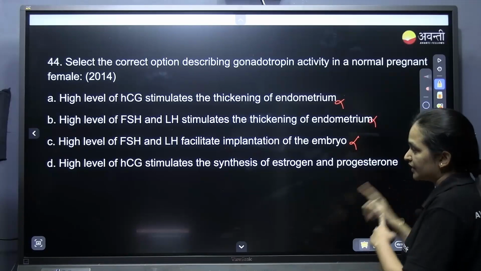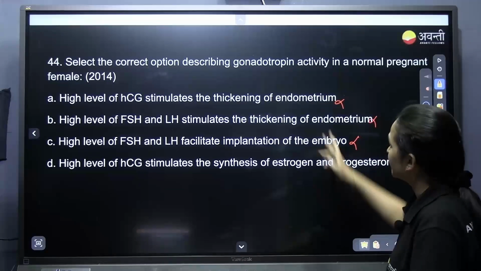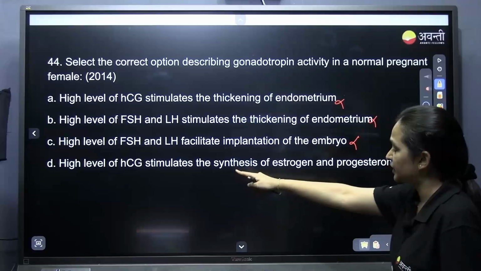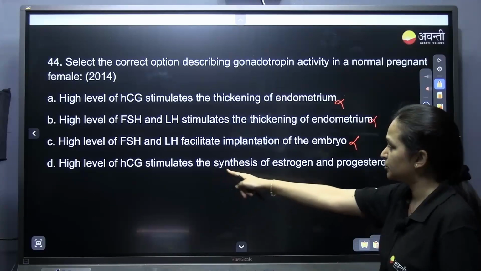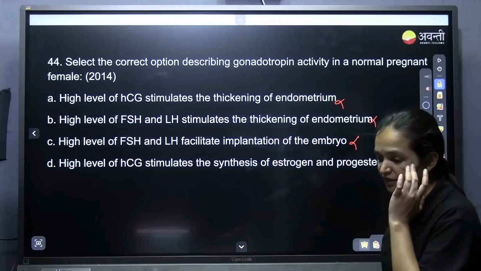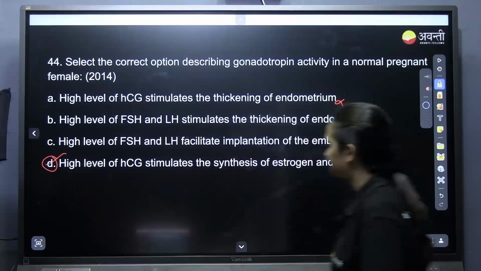So all are maintained in coordination, right? The placenta in a normal pregnant woman releases HCG, HPL, then estrogen and progesterone. So all of these maintain the levels. HCG stimulates the synthesis of estrogen and progesterone. Everything maintains the proper level for maintaining the pregnancy. So D is the correct answer.